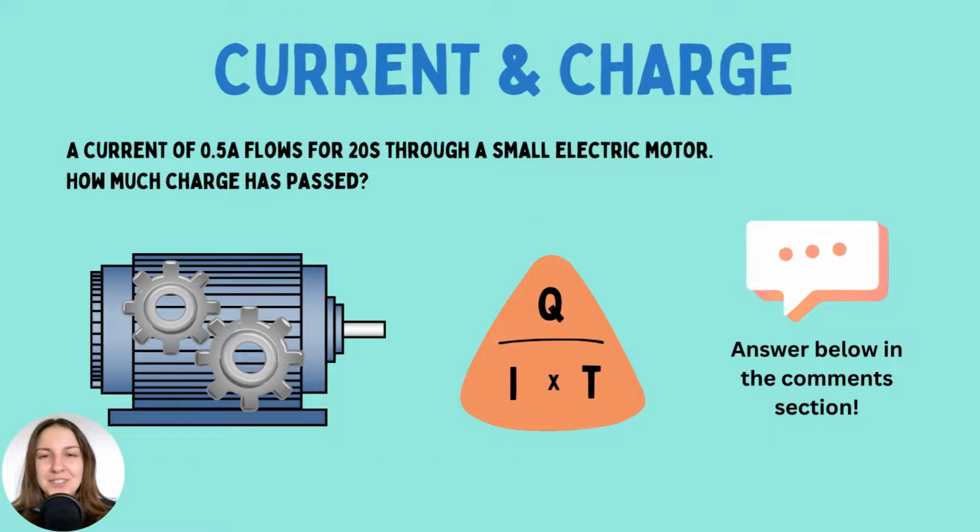So here is a question for yourself. Answer what you think it is below. The question is: a current of 0.5 amps flows for 20 seconds through a small electric motor. How much charge has passed? Let me know in the comments below. Don't forget to show your units and working out. I'd be really intrigued to see what you get.